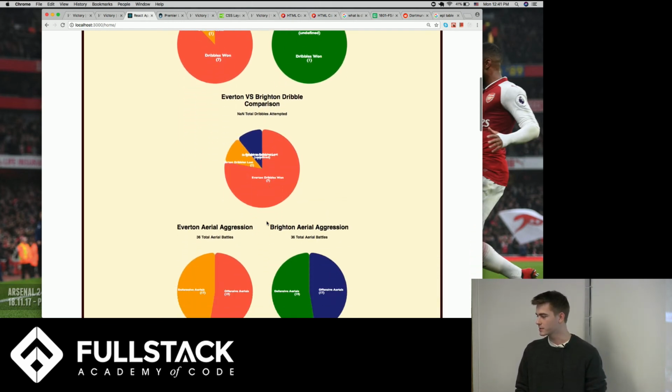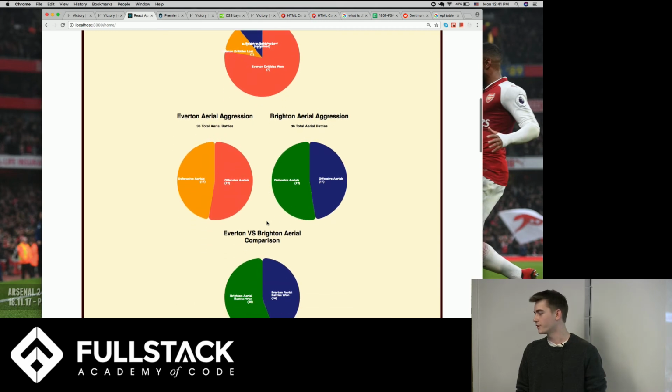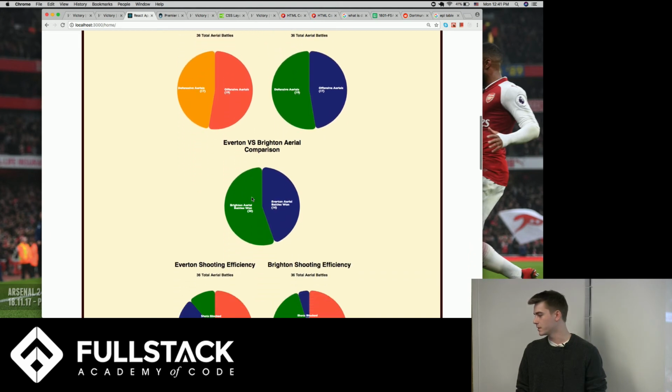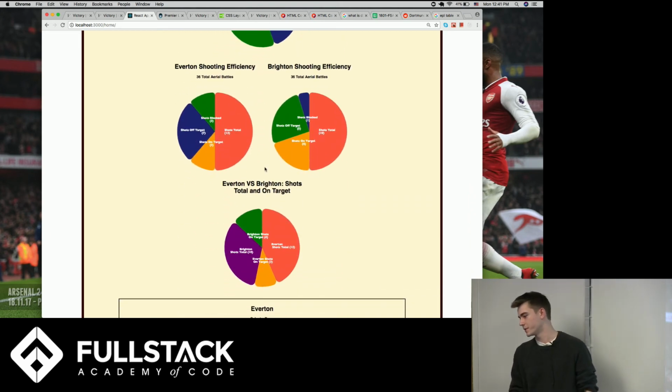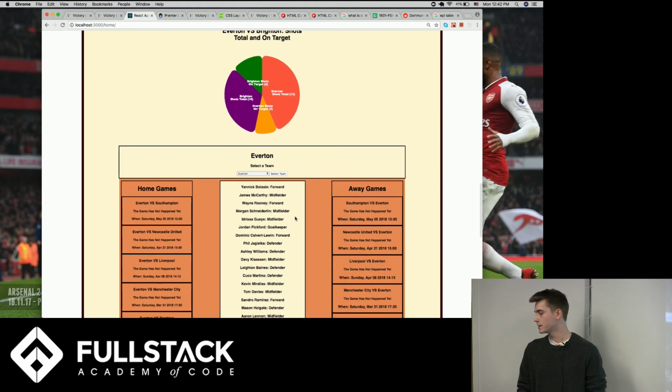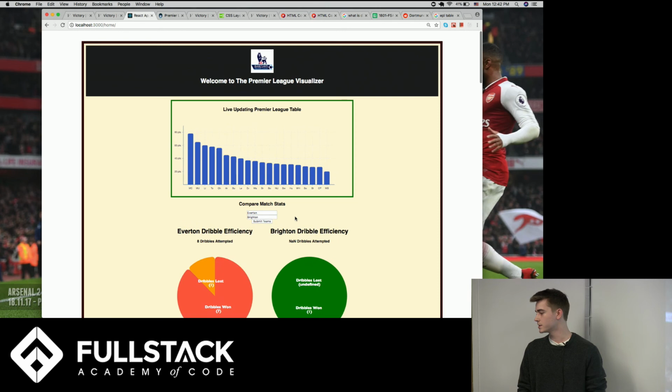Here's a direct comparison. Here's aerial aggression, where there were balls in the air, people winning headers, offensive, defensive. Here's a direct comparison. Shooting efficiency: this is shots in total, shots on target, off target, and shots that were blocked. And again, just comparing the two. And that is essentially it.